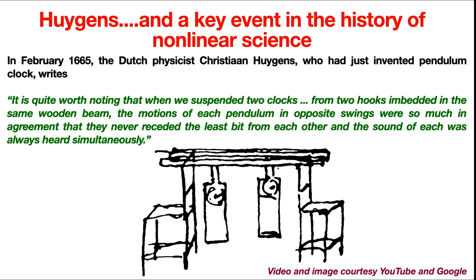So these are two pendula. They are suspended from the same support, so this is the common support. And he mentions that it is quite worth noting that when we suspended two clocks, meaning two pendula, from a common support, then the motions of each pendulum in opposite swings were so much in agreement that they never receded the least bit. What he meant is the following: he gave a kick to this one, and then let them just continue with their own motion.